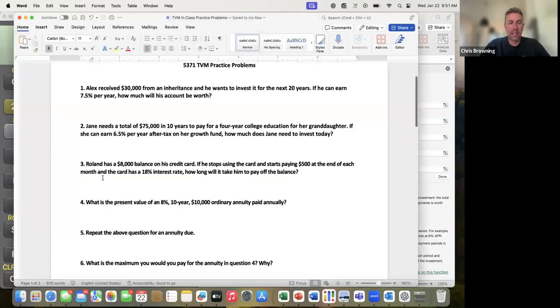All right, let's look at number 3. Roland has an $8,000 balance on his credit card. If he stops using the card and starts paying $500 at the end of each month and the card has an 18% interest rate, how long will it take him to pay off the balance?